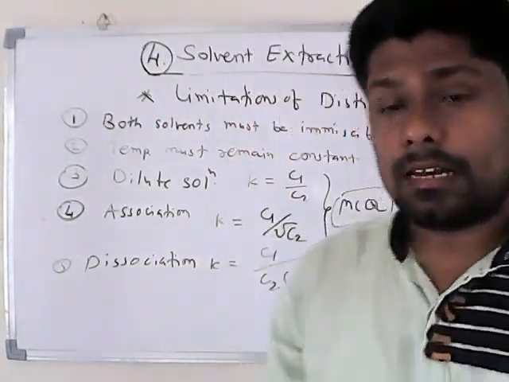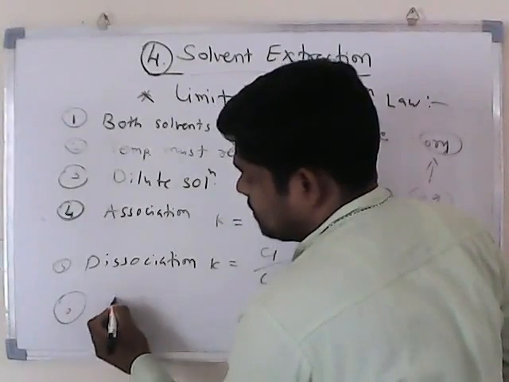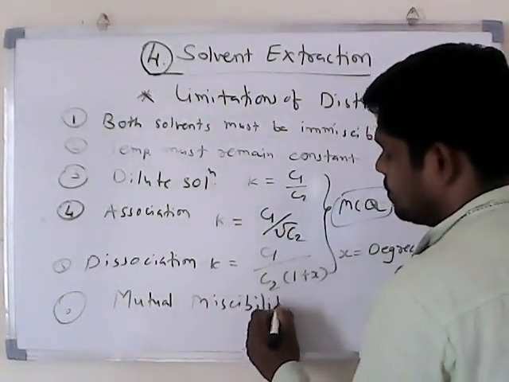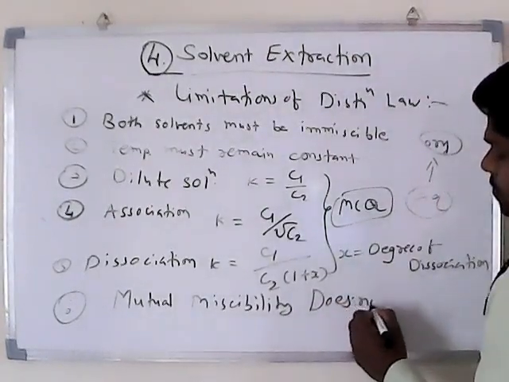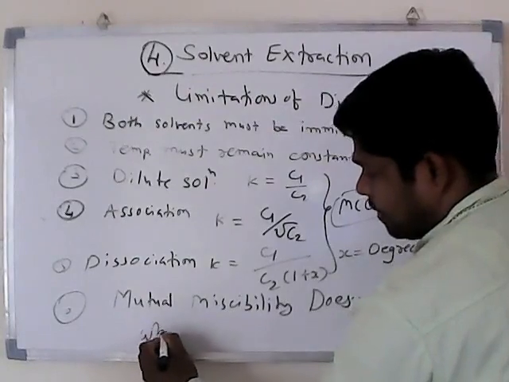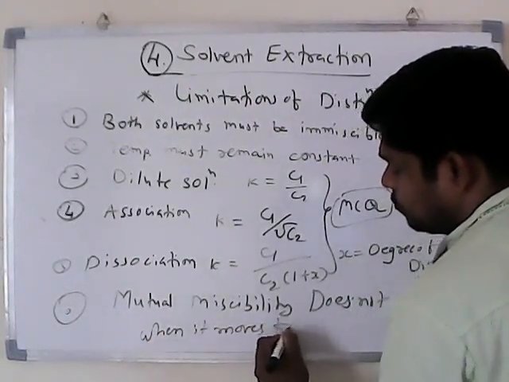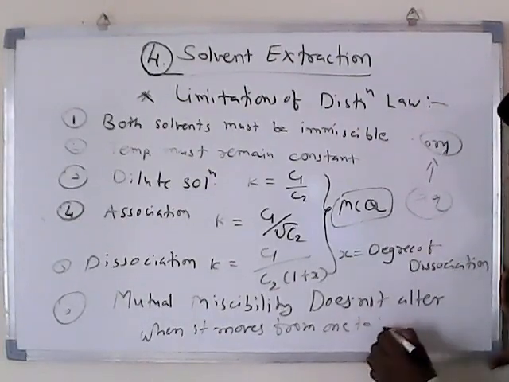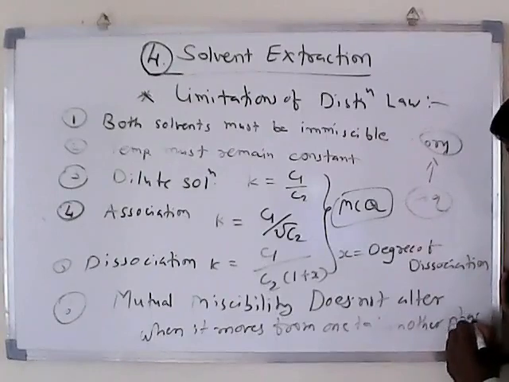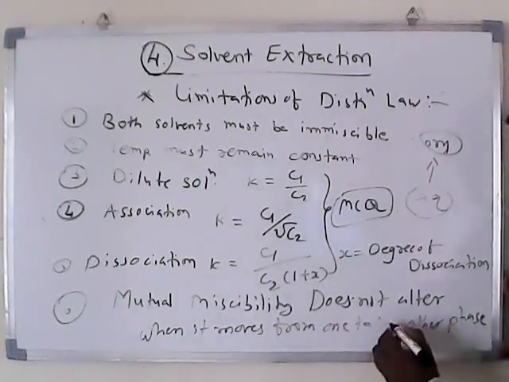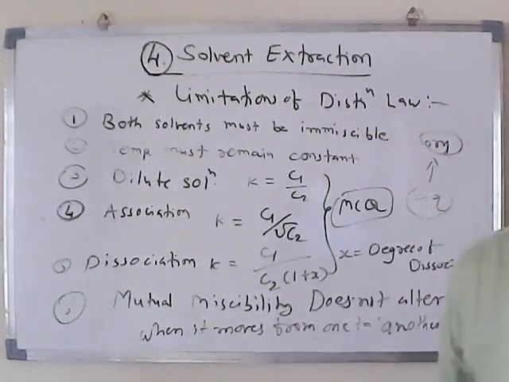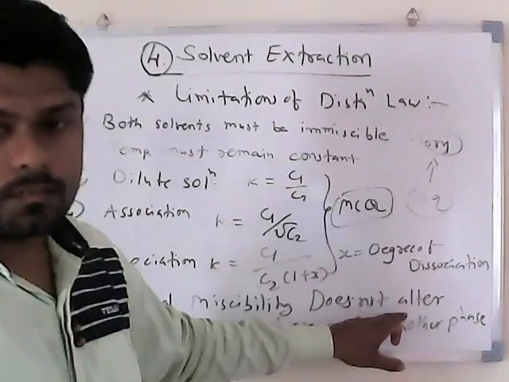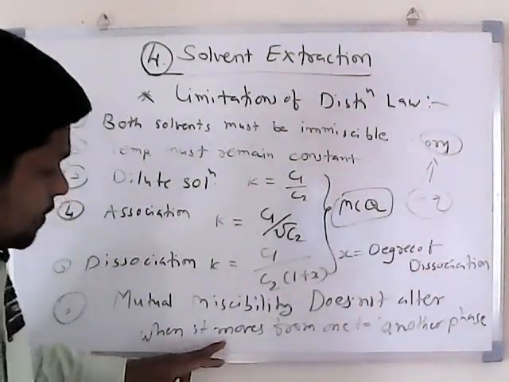Limitation number 6, that is mutual miscibility does not alter when the solute moves from one phase to another phase. So that is the limitation number 6. It's like the mutual miscibility does not alter. Alter means change. It does not change when solute moves from one phase to another phase.